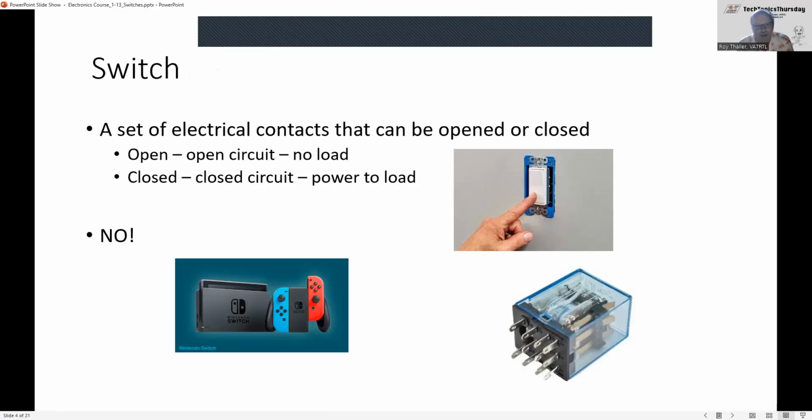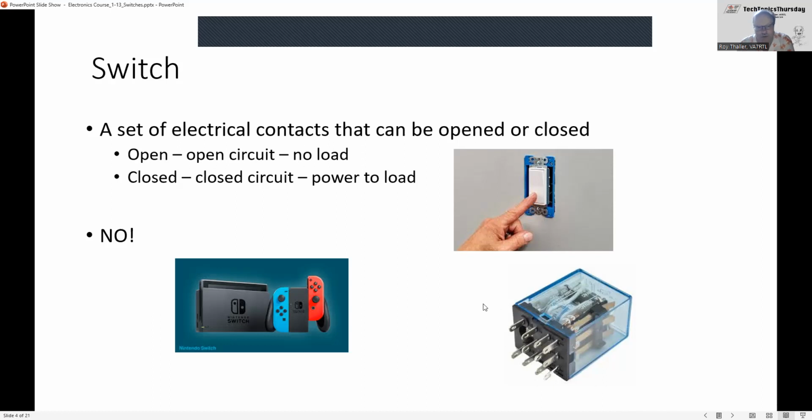So a switch is a set of electrical contacts that can be opened or closed. When it's open, it forms an open circuit and there's no load. And when you close the switch, you have a closed circuit and then there's power applied to the load. You can do this mechanically, like here with the finger, or you can use something like a relay, which we'll explain in the next diagram.